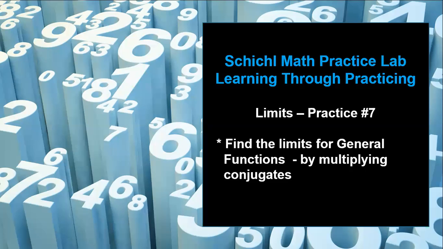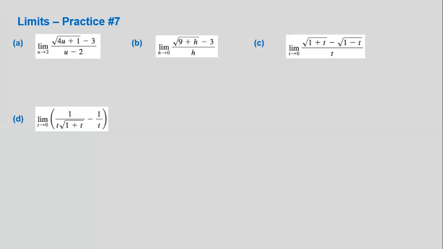Today in this video, we're going to continue the limits unit. Now we are progressing to practice set number 7. In this practice set, I'm going to show you a very special technique also: how to find the limit by multiplying conjugates. This type of problem typically involves square roots, and by using the conjugate, we can remove the square roots. So here are the 4 problems we're going to practice today.